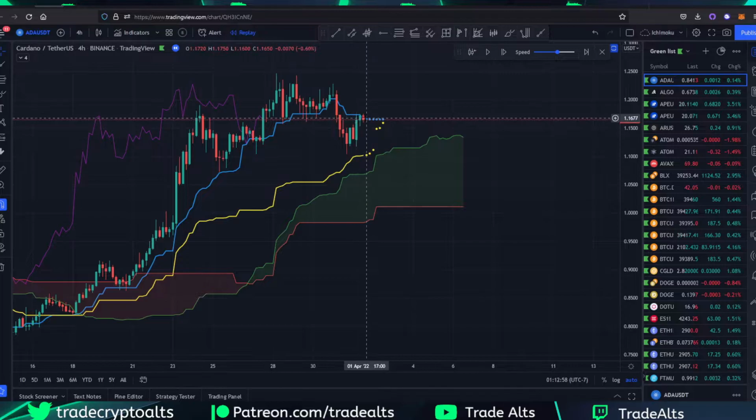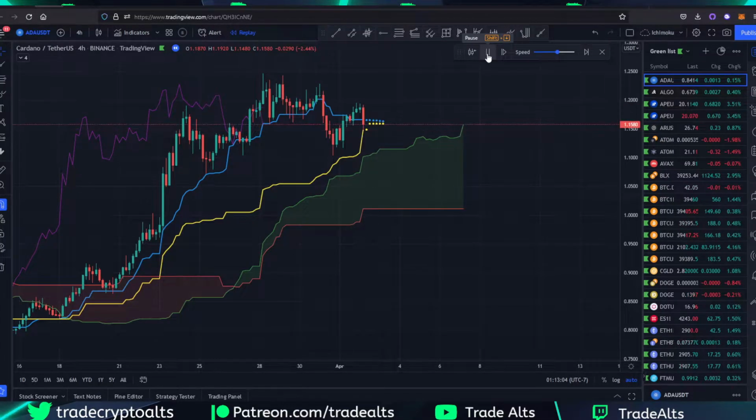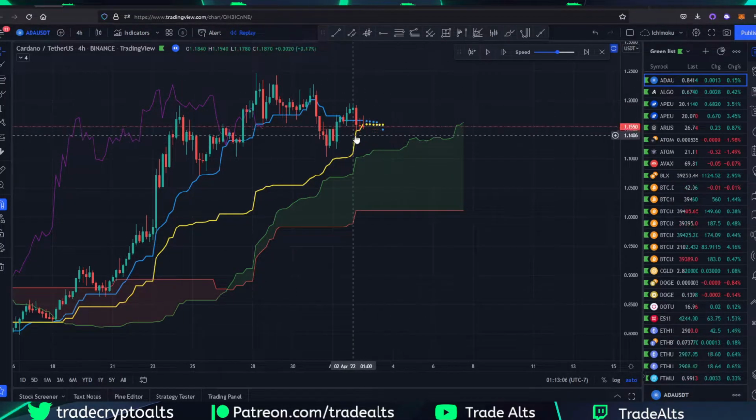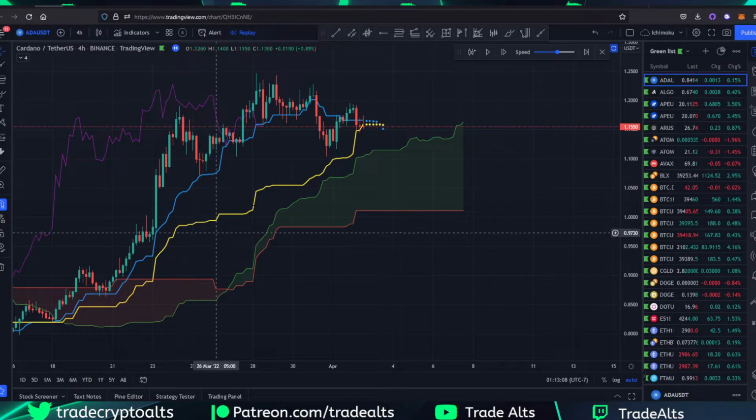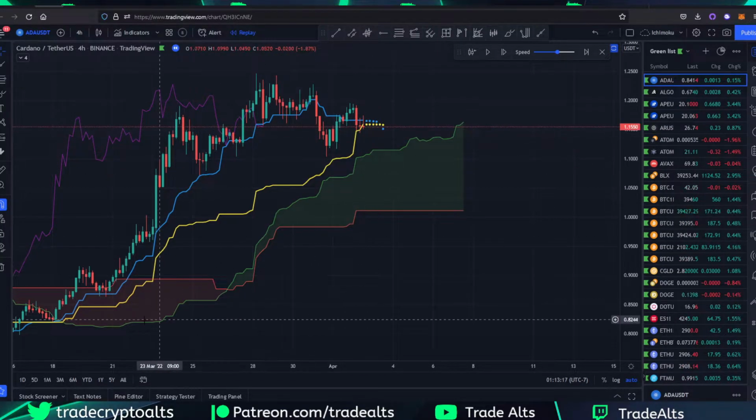Tenkan, resistance, resistance. Looks like it could reclaim this, but it came very close to your Kijun there. And back above. So there's your Kijun test. And this is honestly beautiful, because what's very likely to happen from the looks of this early on is that you're going to get your exit. If you had your long from way down here, you might be getting your exit soon.